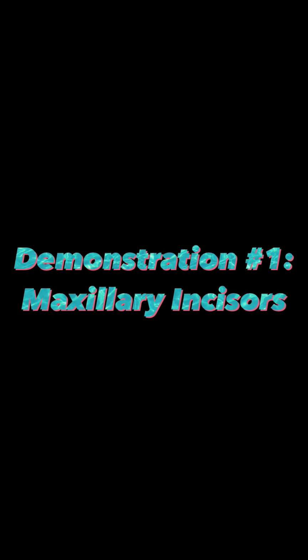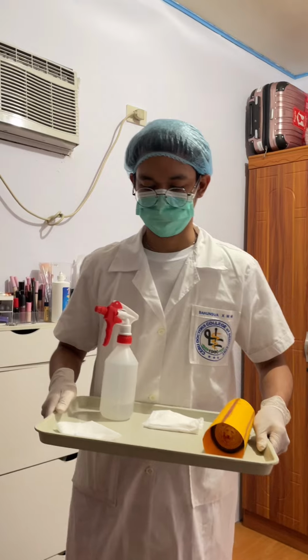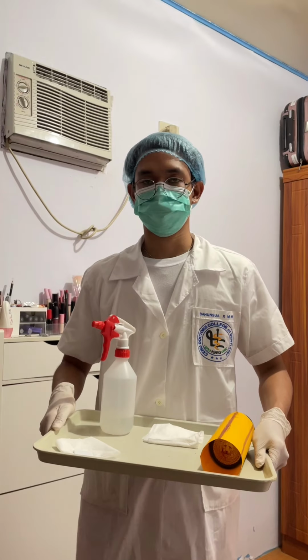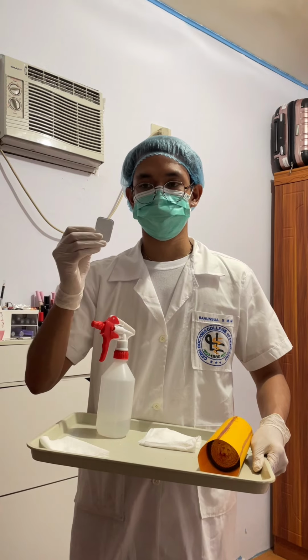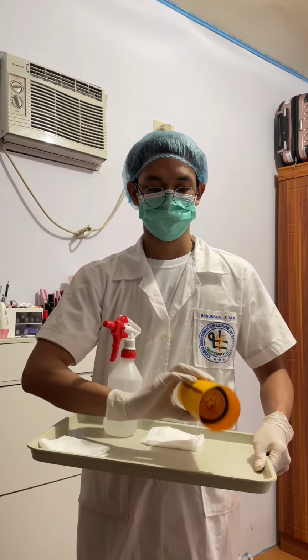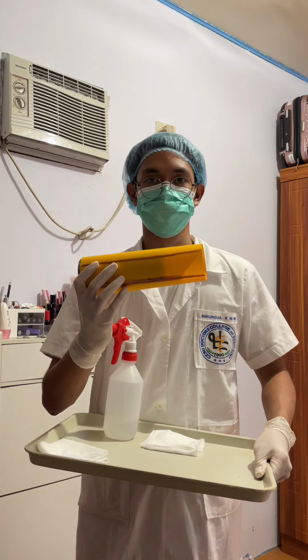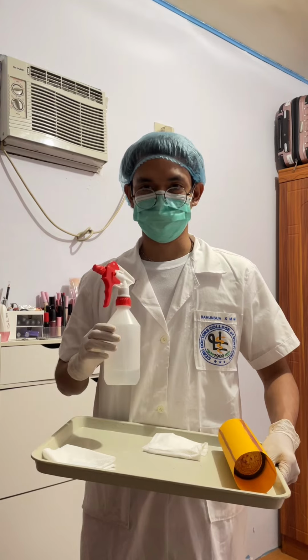So in this clip, I will be demonstrating periapical radiograph using bisecting technique, and here are the materials that we will be needing. So first is the periapical adult film, and then we need the cone, and we'll also be using alcohol for disinfection.